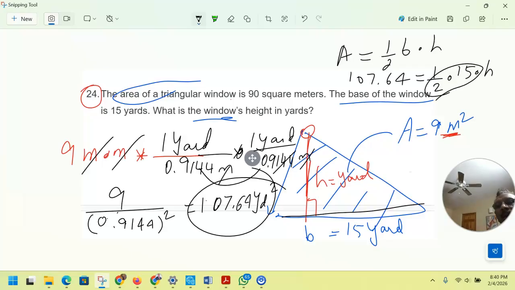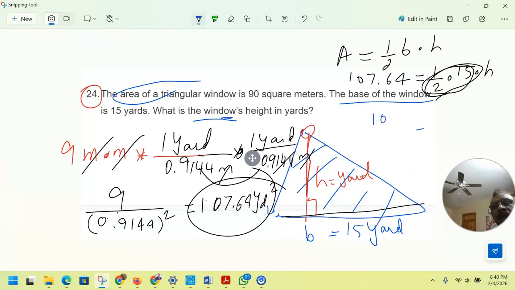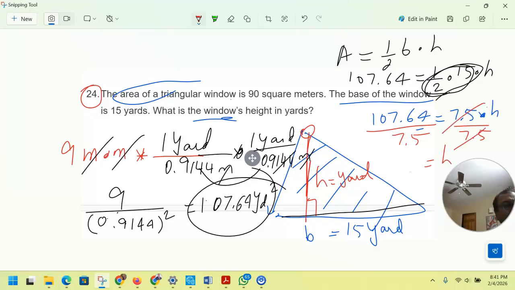But this 15 divided by 2 will be 7.5. So I'm going to write it. This will be 107.64 equals 7.5 times the height. And then you divide by 7.5 both sides. So this crosses out and you get h equals 14.35 yards, with the help of a calculator. So hope that makes sense.